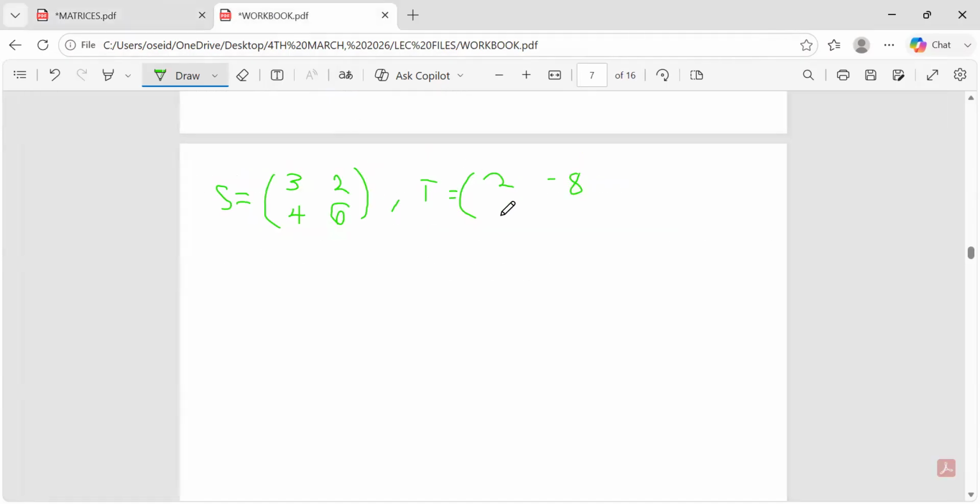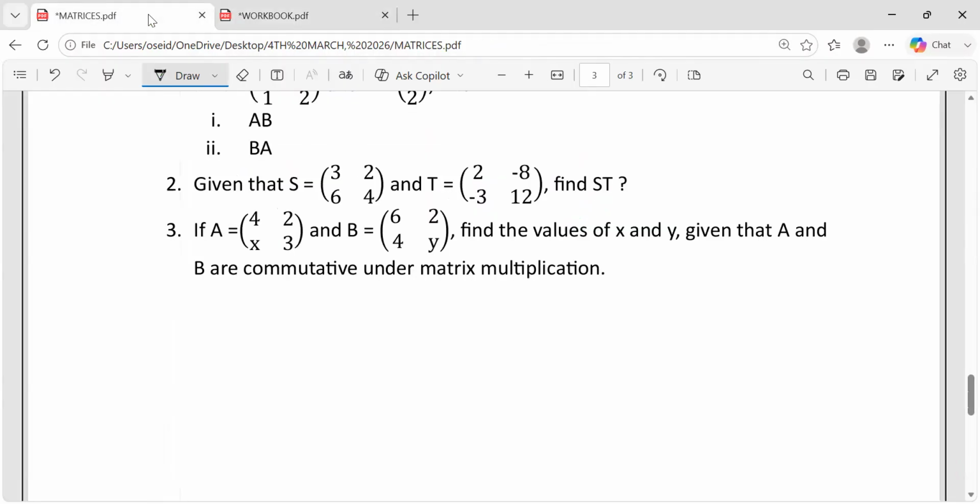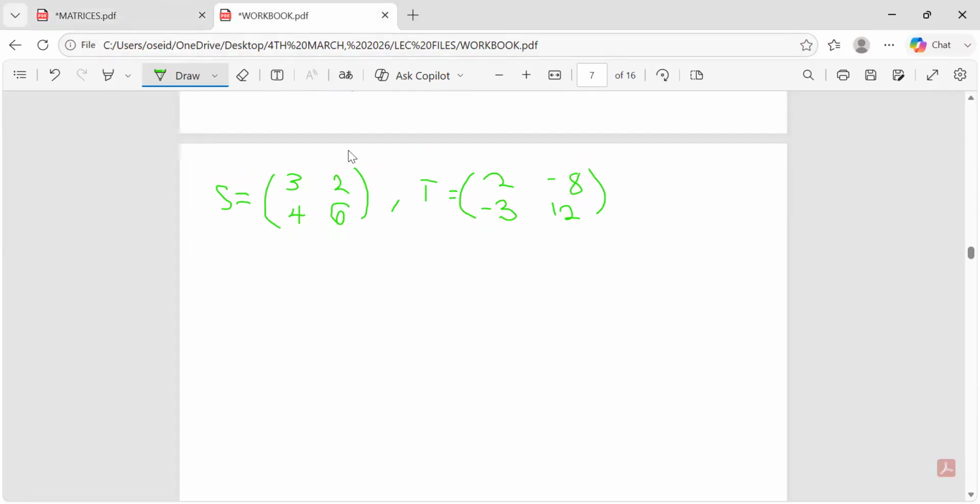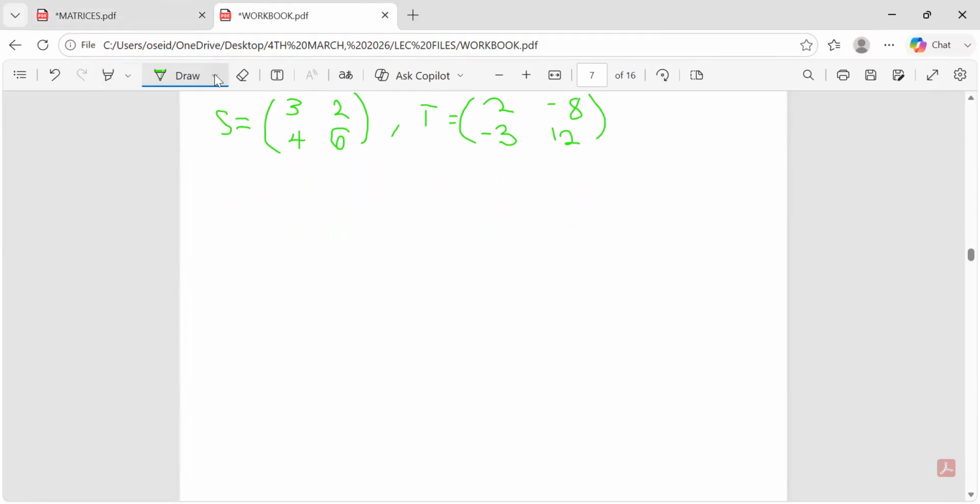Then negative 3, 1, 2. Then we are finding what? ST. We are finding ST. So ST equals to 3, 4, 2, and 6.